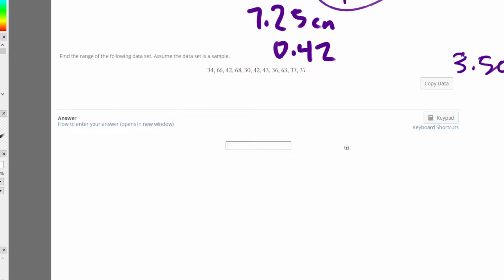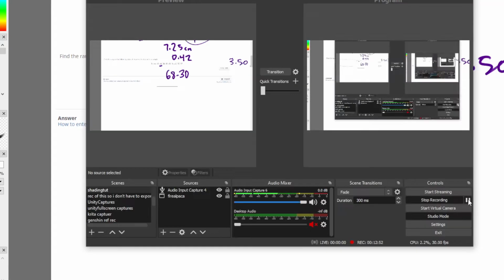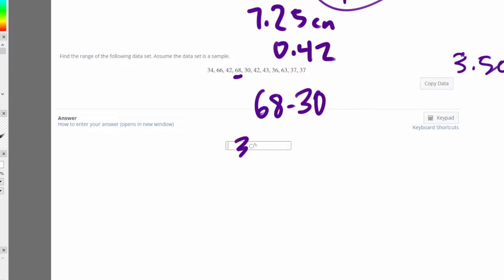So range, we want to find our largest value and our lowest value. So 68 looks like it's our largest here, and our lowest looks like 34, nope, 30, just 30. So we can take 68 minus 30, and that will give you our range, which should be 38, yeah. So that's our range.